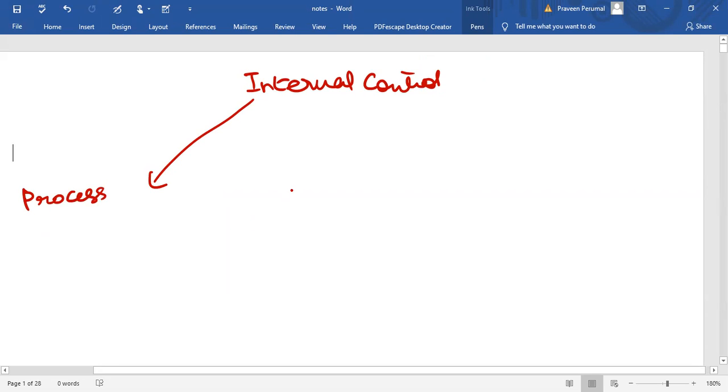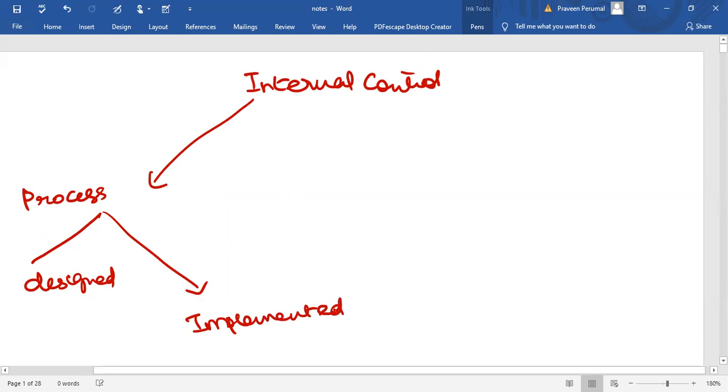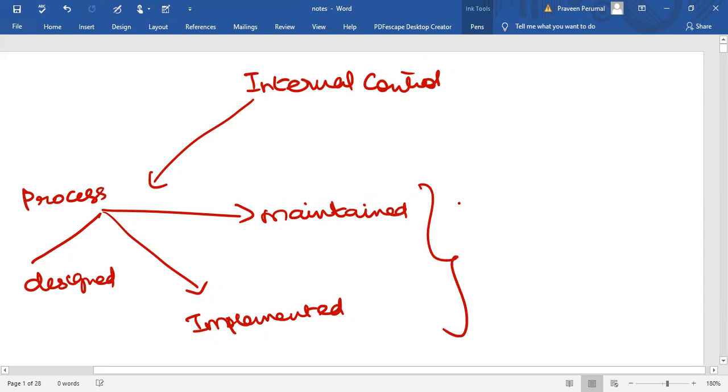Now, this process is designed, implemented, and maintained. Who does all these three things? It's management, TCWG, and other personnel in the entity.